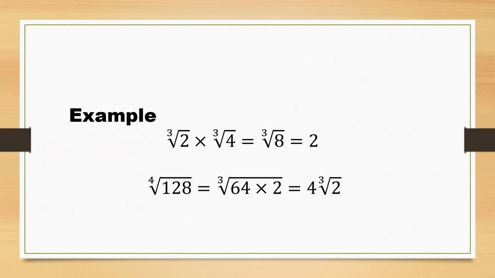Next, here the cube root of 128. It will be the cube root of 64 times 2, because 64 has a cube root. So the cube root of 64 will be 4, times the cube root of 2. 2 doesn't have a cube root, so I'll leave it as it is.